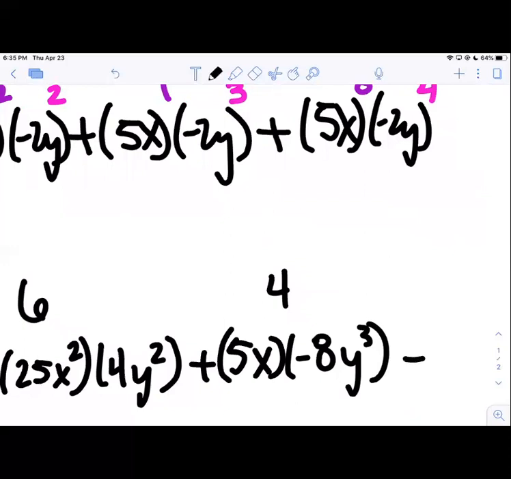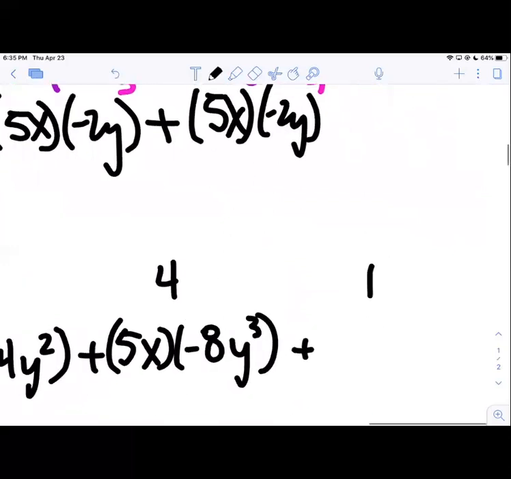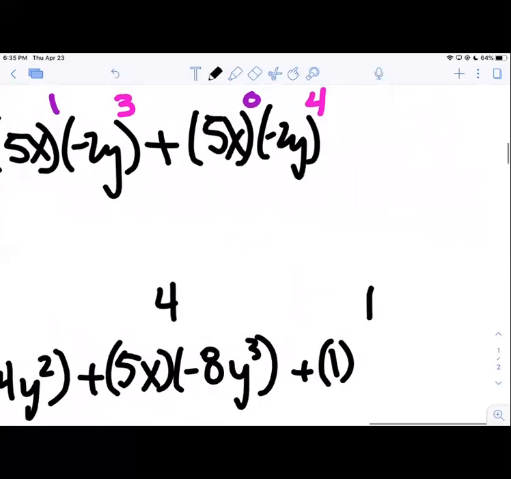And then last, coefficient of 1, 5x to the 0 is just 1. And then negative 2y to the 4th. Negative 2 to the 4th is going to be 16, positive 16. Y to the 4th is just y to the 4th.